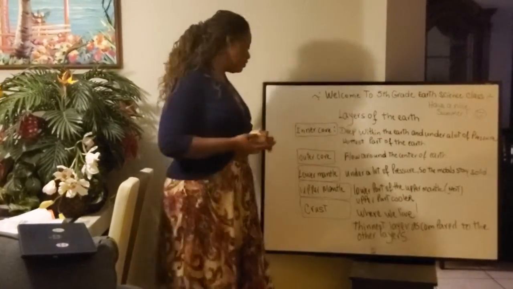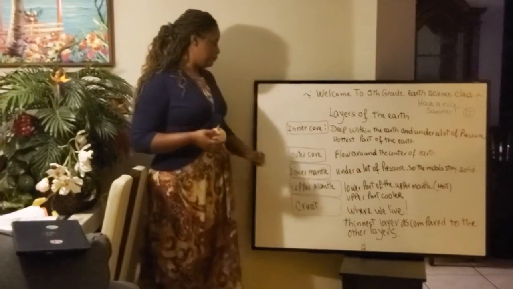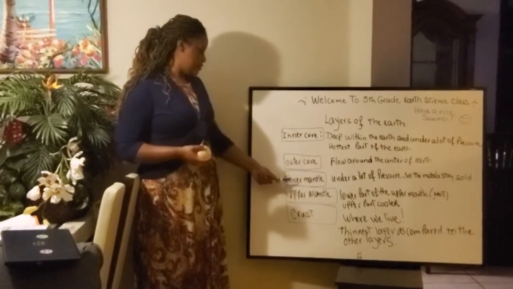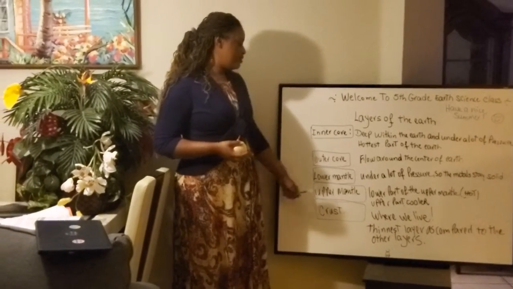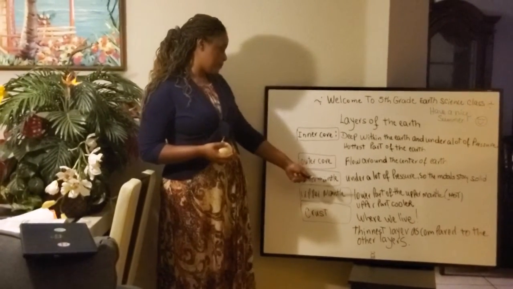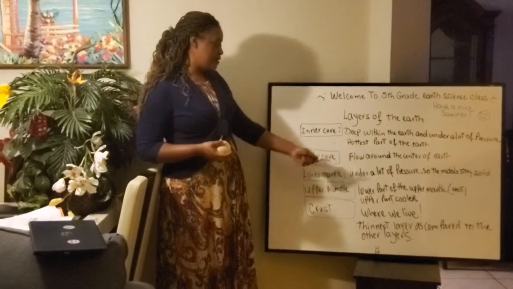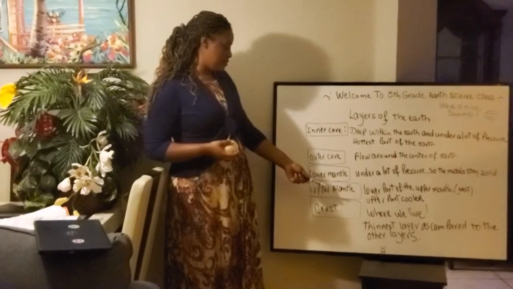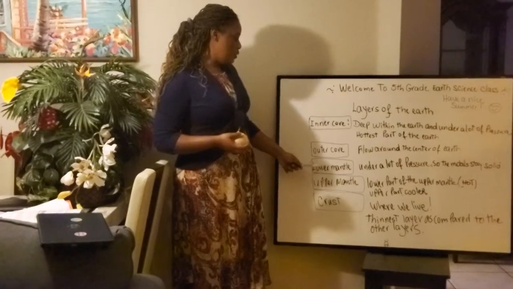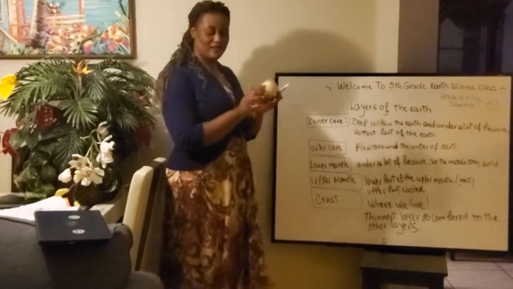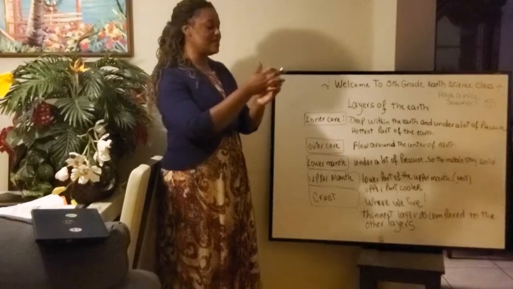Now we have the other three parts. Emily, can you please go over? Lower mantle, under a lot of pressure, so the metal stays solid. Upper mantle, lower part of the upper mantle, hot. Upper part cooler. Emily, before we go further, when we see lower, it is at the bottom. When we see upper, it is on top.